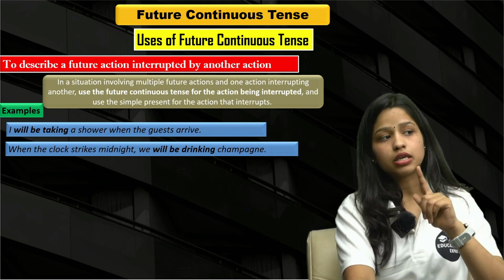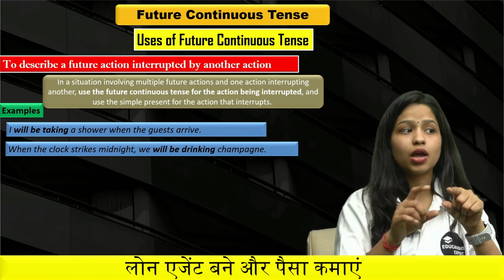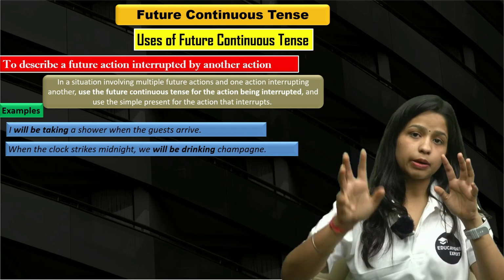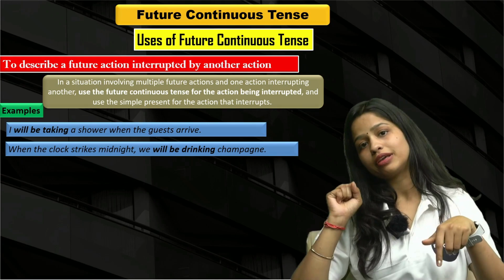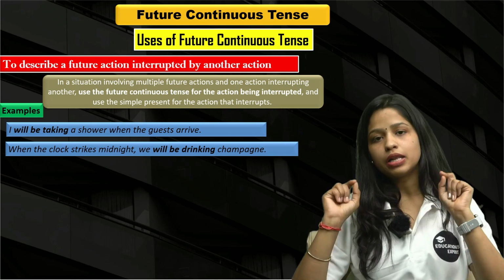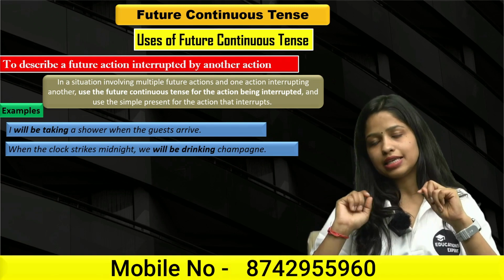I will be taking a shower when the guests arrive. So what is the first action? I will be taking a shower, right? And what is the action that is interrupting? The interrupting action over here is the guests arrive. And that's why we have used simple present tense. Clear? I will be taking a shower when the guests arrive.